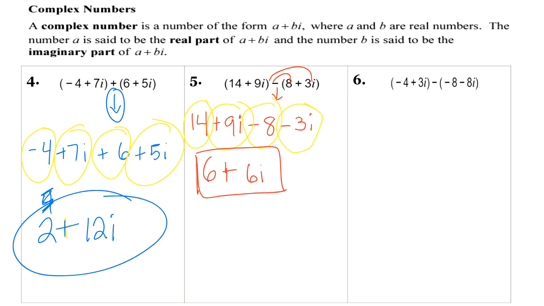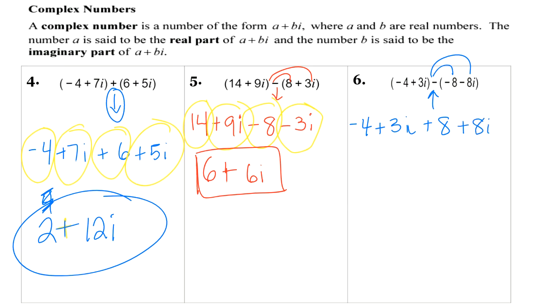So the first step, I just write everything from the first parentheses right out. And then the second one, I have this negative here. So I need to multiply the negative by each term that's inside. Negative times a -8 gives me a +8. Negative times a -8i gives me +8i.